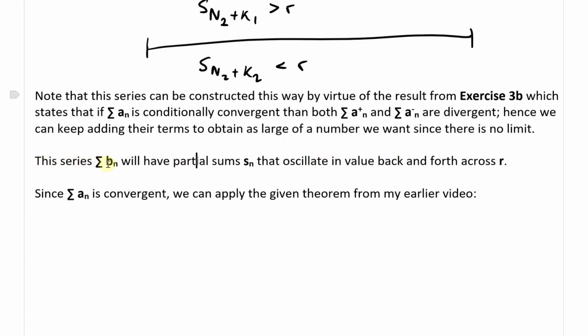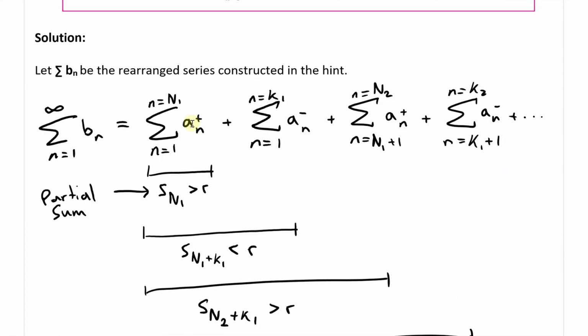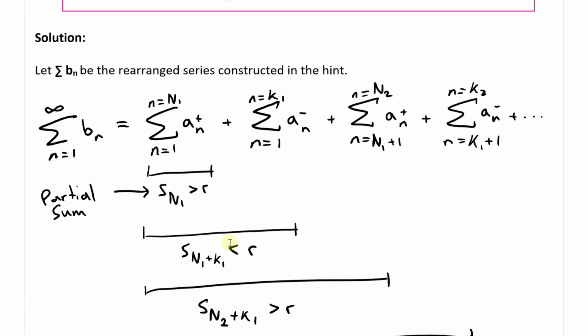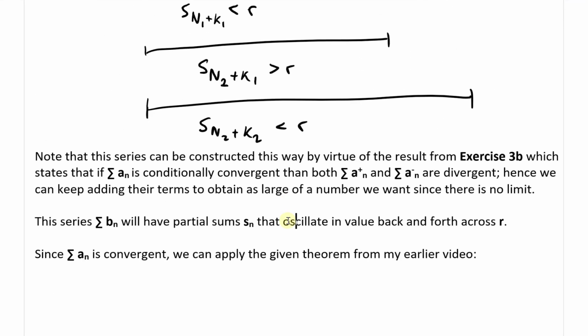So hence we can keep adding their terms to obtain as large a number as we want, since there's no limit. This series Bn, this rearranged series of the an, will have partial sums Sn that oscillate in value back and forth across r. So yes, the partial sums here oscillate, greater than r, less than r, eventually, when we get to capital N plus K1 and so on.